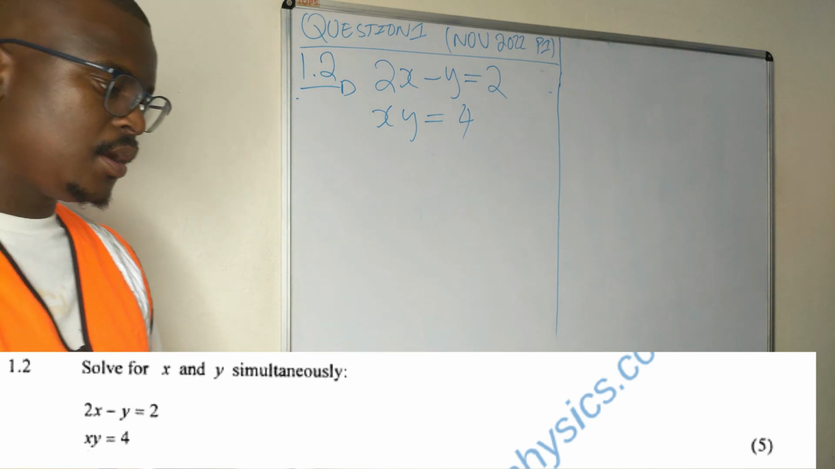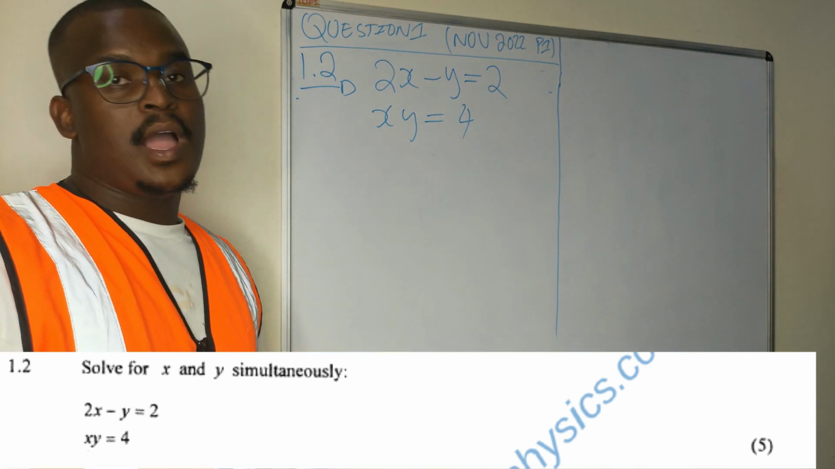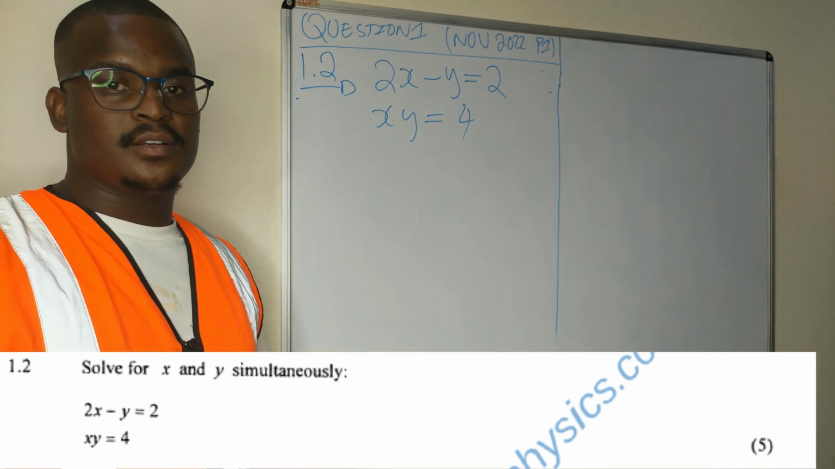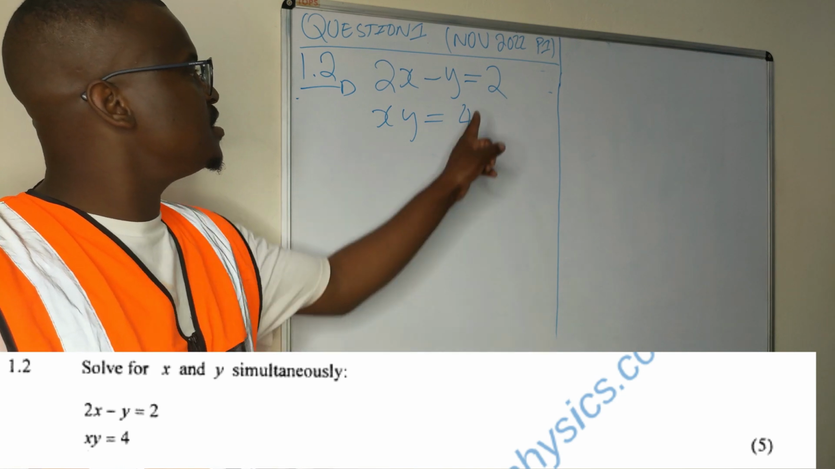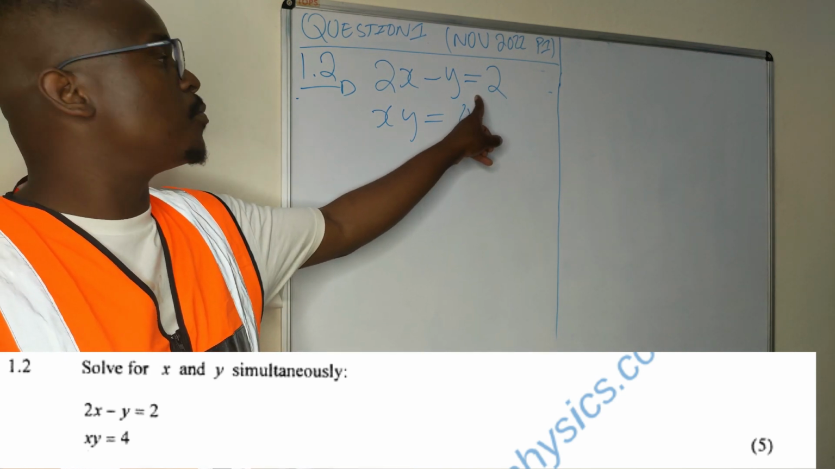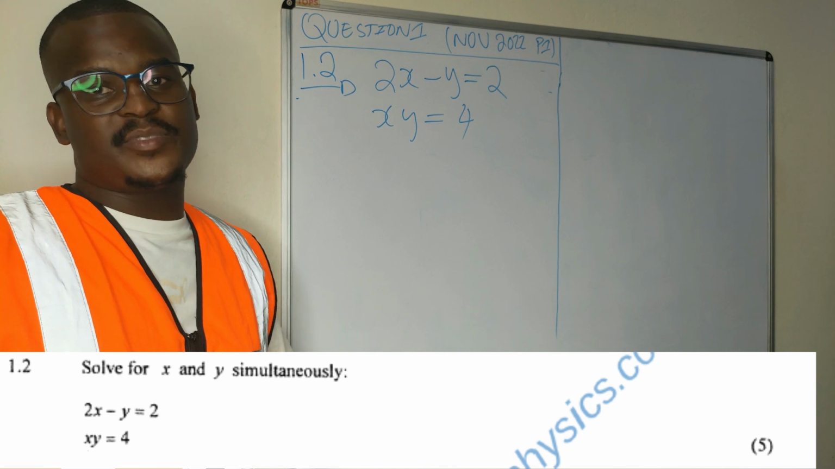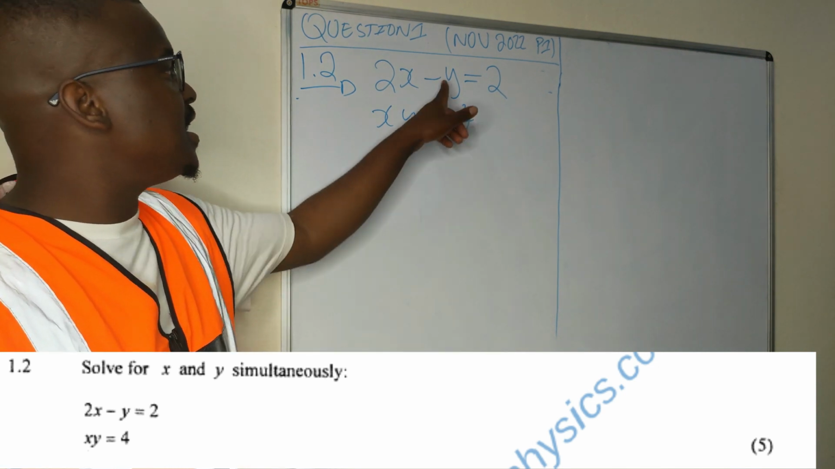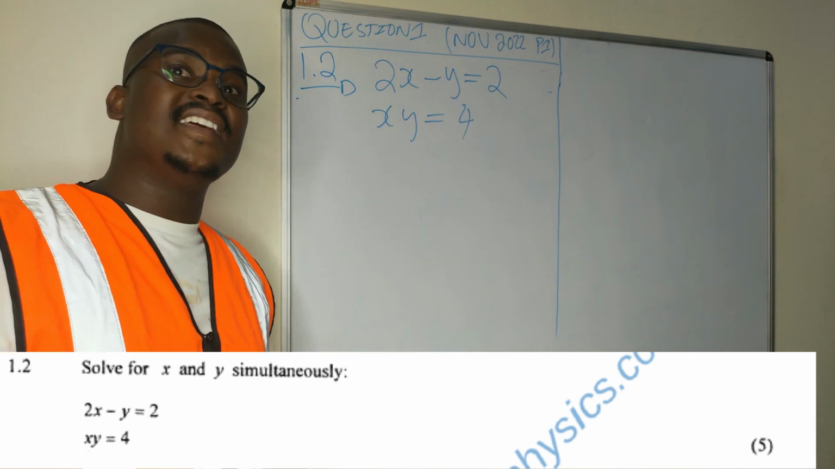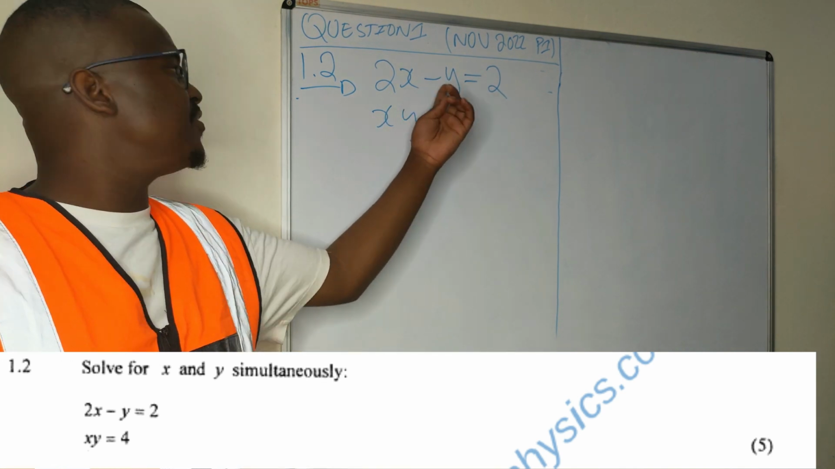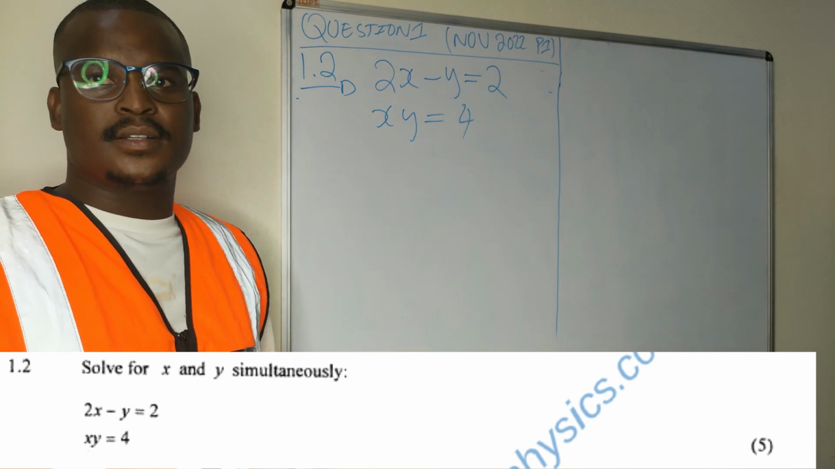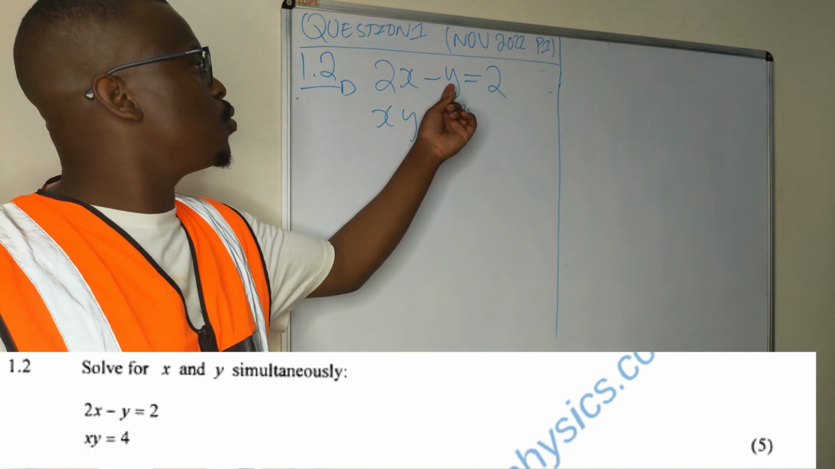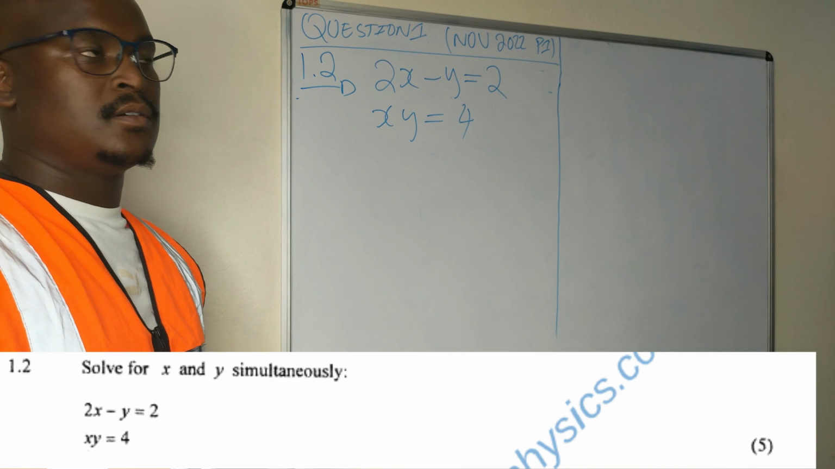What I always look for here is the simplest equation. So the simplest equation is this one. From the simplest equation, make x or y the subject of the formula, whichever you find easier to do. In this case, y is the one that can easily be made the subject because it doesn't have any big coefficient. This coefficient is 1, so I can transpose y to the other side, right?